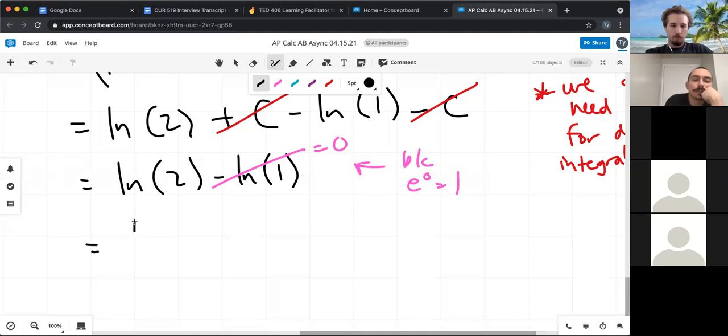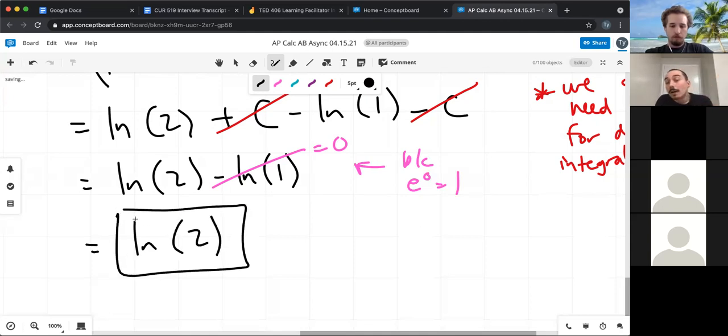Okay, so our final answer here is the natural log of 2. And again, it's not wrong to say natural log of the absolute value of 2, but we don't need to. Absolute value of 2 is 2.